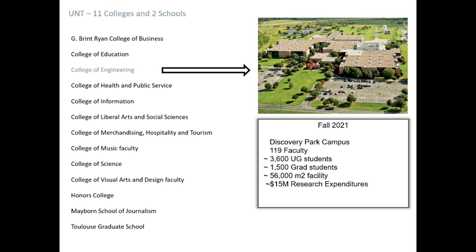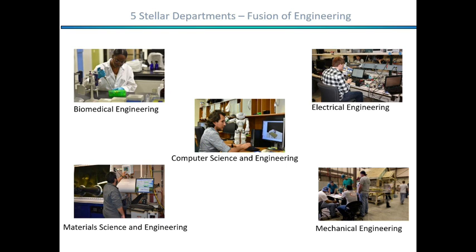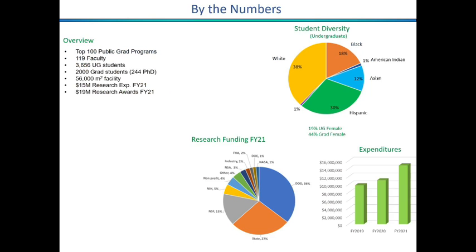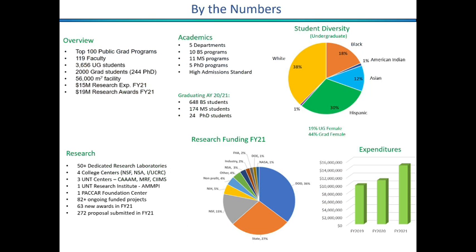So in the Discovery Park, this College of Engineering, we have the Department of Material Science, Biological, EE, Mechanical, and Computer Science. So all the labs, classrooms, and offices are located there, and the faculties and research groups over there collaborate a lot. Okay, so here are the 5 departments in our College of Engineering. And here are a few numbers to introduce more about the research funding, ongoing research, and the student diversity.